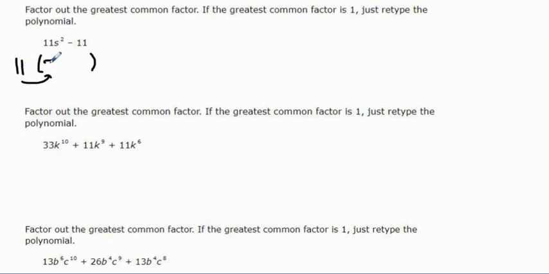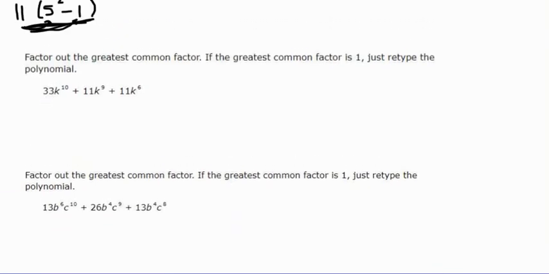11 times s squared. 11 times s squared is 11s squared, right? And 11 times what gives me 11 would be itself. It would give me a 1. So my GCF is 11, but this sum of terms changes to this product of factors.